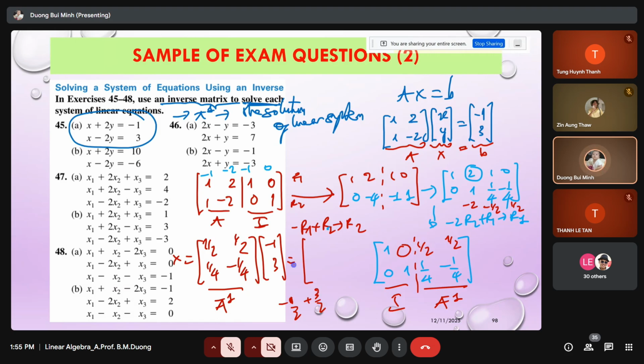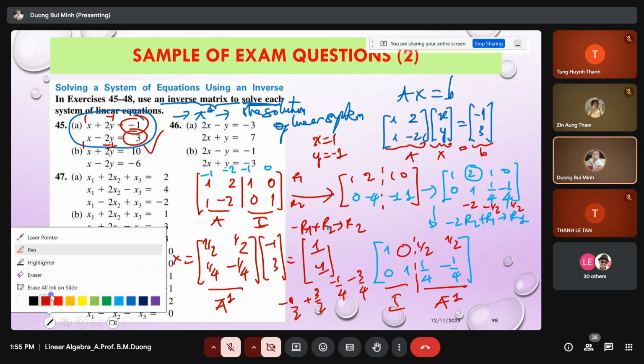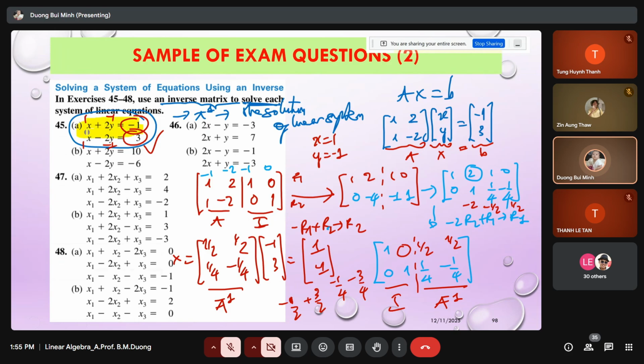So finally you get 1. And then you get minus 1 over 4 and minus 3 over 4, so you get minus 1. So you get the answer: X is 1 and Y is minus 1. Is that correct? 1 minus 2 times minus 1, so plus 2, you get 3. Correct.